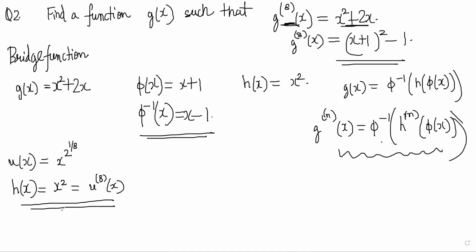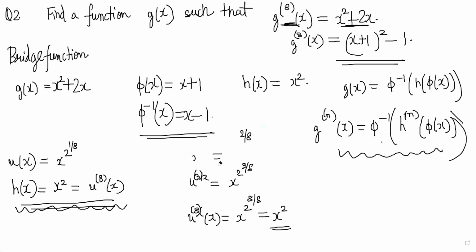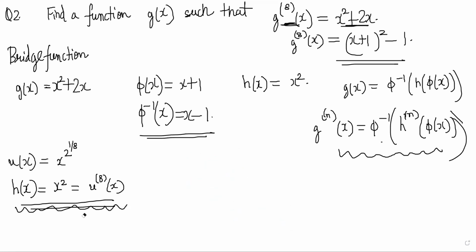Can you think about this? Calculate u of 2 of x, or basically u of x. You will realize that that will be x power 2 power 2 by 8. And u of 3 of x would be x power 2 power 3 by 8. So finally, u of 8 of x should be x power 2 power 8 by 8, which is x power 2, right? So h of x is equal to u of 8 of x, right? Here. You can confirm that yourself. H of x, which is x square, is the function u composed with itself 8 times, right?